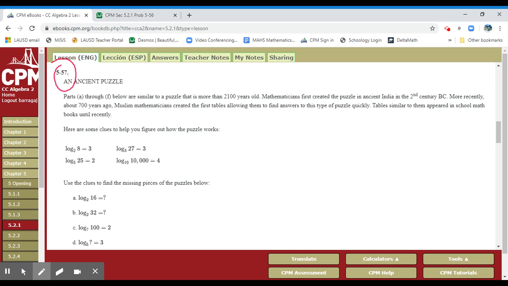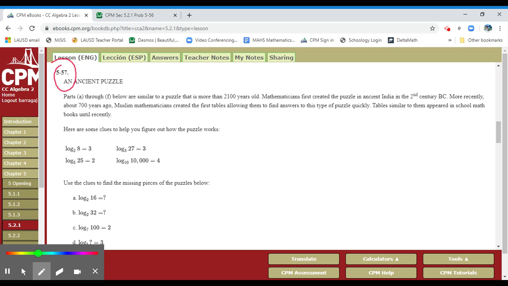Okay, so let's take a look at the puzzle. What do they mean by a puzzle? Let's go through this and then I will give you some clues that hopefully will help you solve this. Here are some clues to help you figure out how the puzzle works. So look at what it says: log base 2 of 8 equals 3.